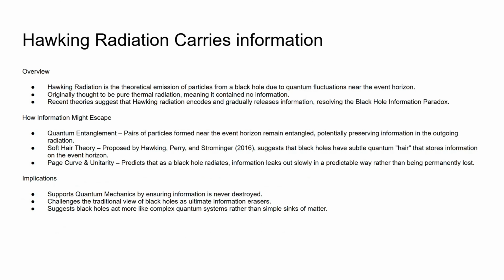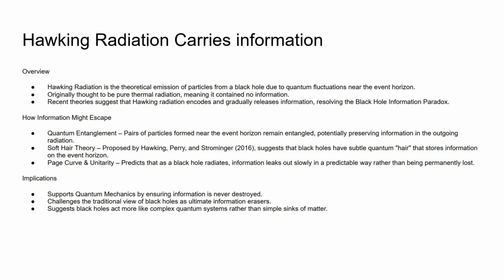And then the Hawking radiation carries information theory is that the absolutely minute fluctuations near the black hole could be detected with the most sensitive instruments and could have information derived from them. And then here's sort of the ways they could escape.